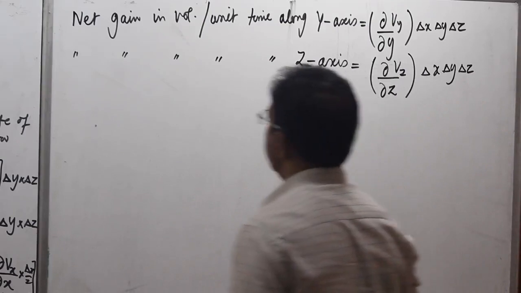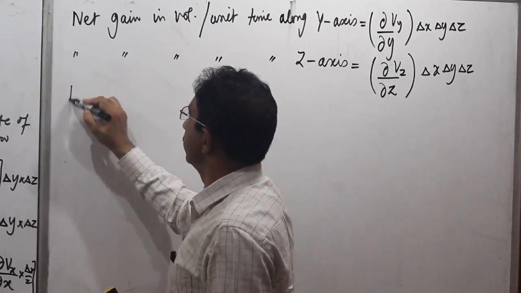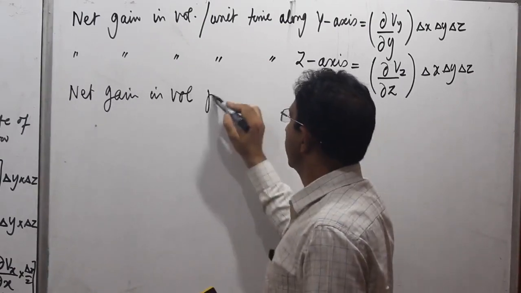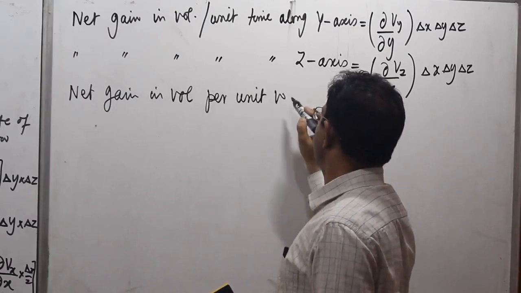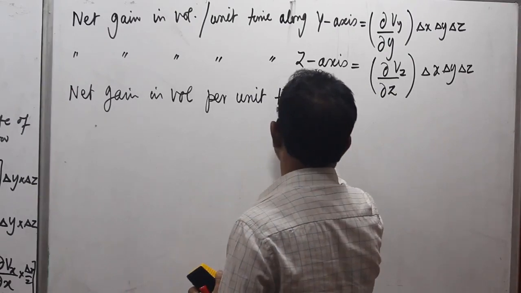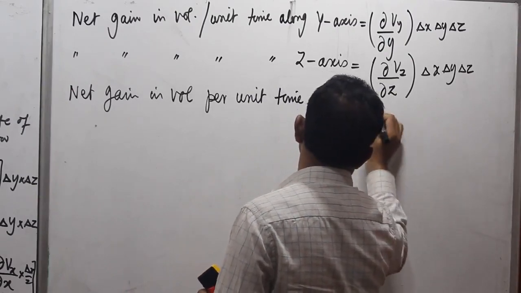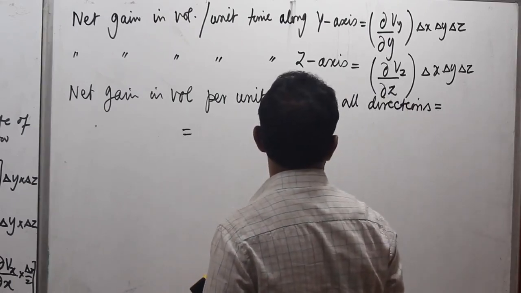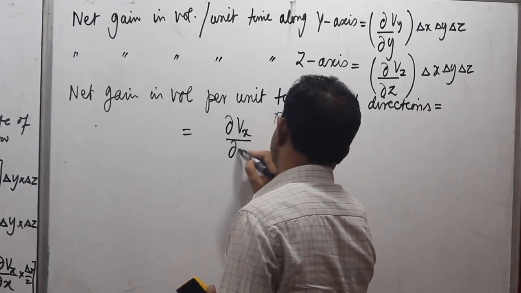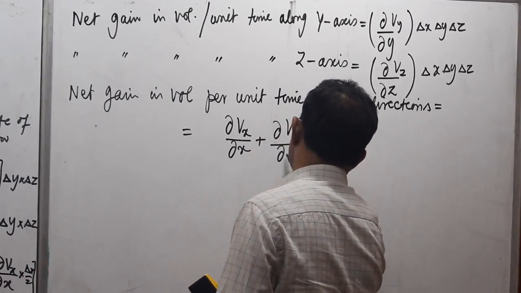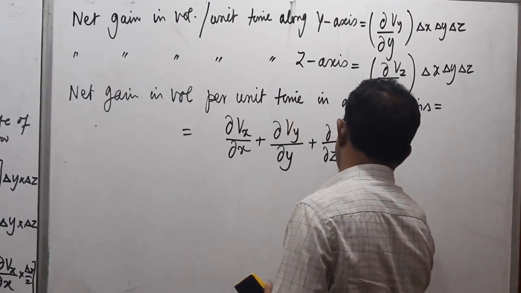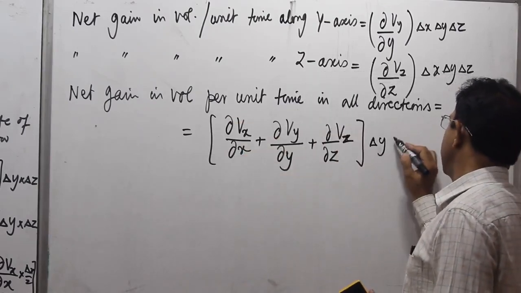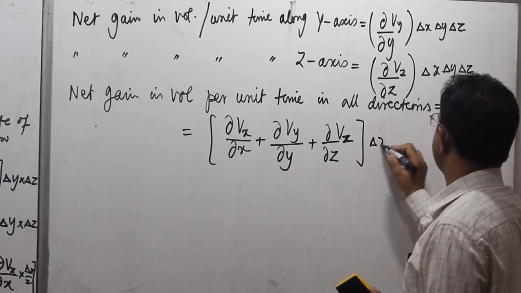Now this can give you the sum total of all the three. Net gain in volume per unit time in all directions includes all the three directions, so you have to add these three: dou over dou x of Vx plus dou over dou y of Vy plus dou over dou z of Vz, multiplied by delta x, delta y, delta z, which I have taken common.